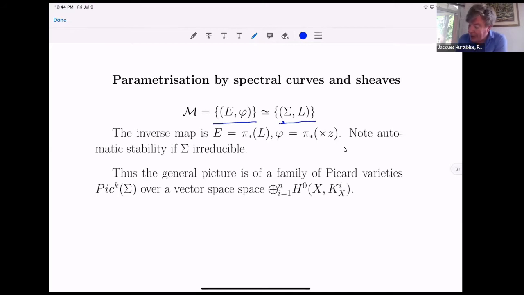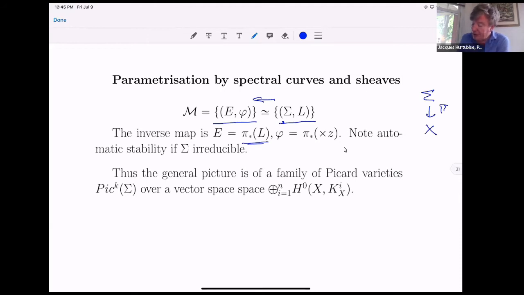And coming back this way, the vector bundle E will just be the direct image. You've got a spectral curve living above X, so you take its direct image to X, and you get back E. And phi is just the effect of multiplying by the fiber coordinate, if you think about it.